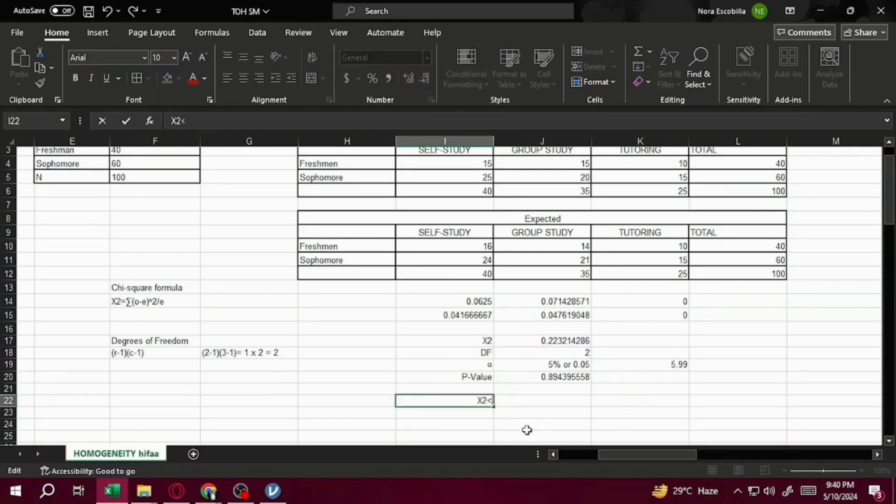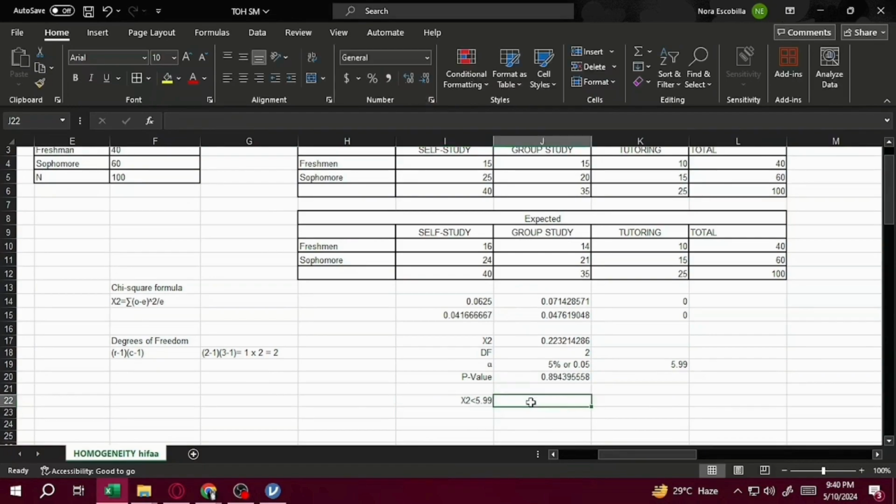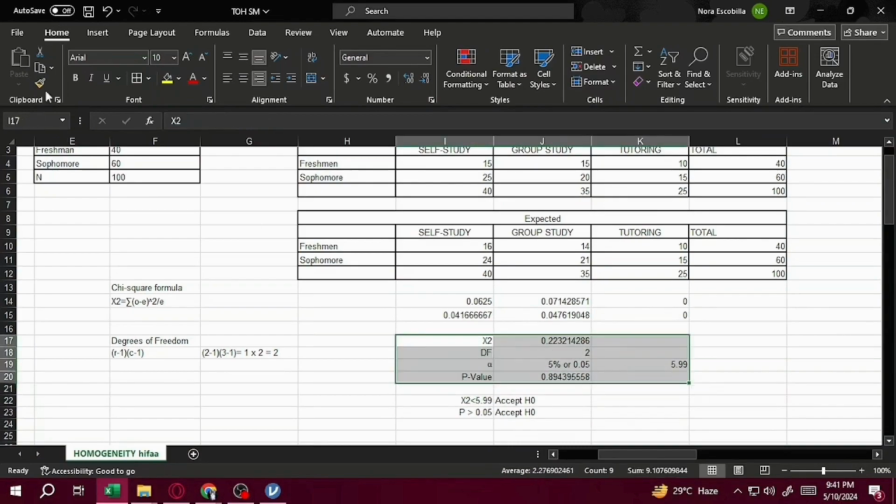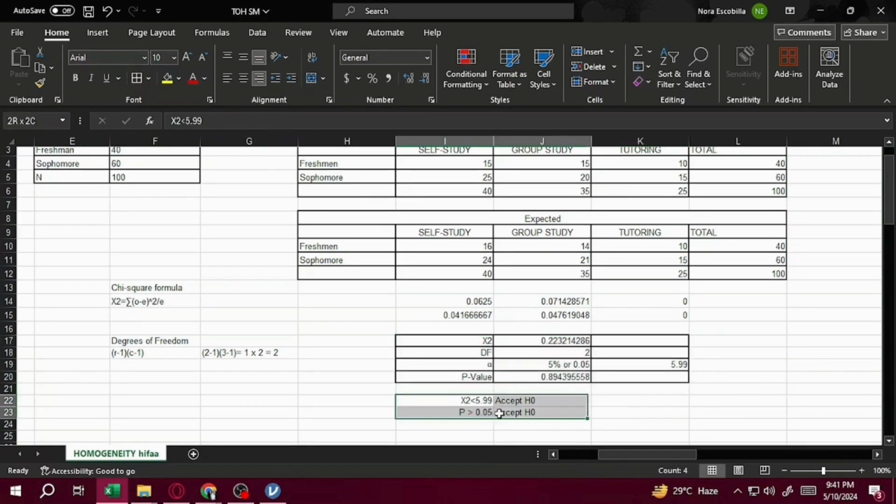Since our chi-squared is less than our critical value, we will not reject the null hypothesis. While for our p-value, since our p-value is greater than our alpha or our significance level, we will accept the null hypothesis. And don't forget to add borders to better understand and comprehend the table.